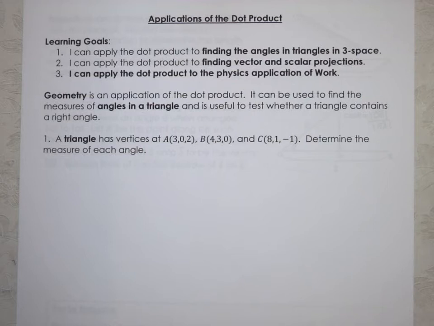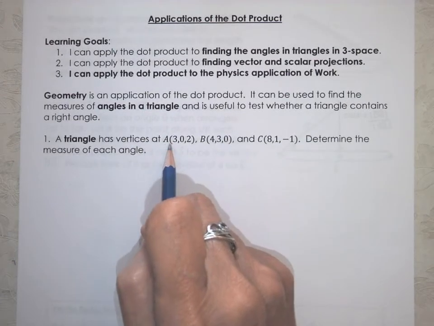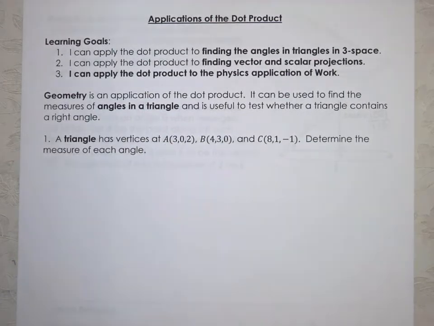It can be used to find the measures of angles in a triangle and is useful to test whether a triangle contains a right angle. So here's our first question. A triangle has vertices at the point A(3, 0, 2). Remember, this is a point, one capital letter. B(4, 3, 0), and C(8, 1, -1). Determine the measure of each angle.